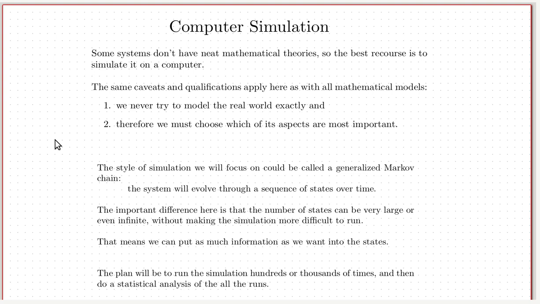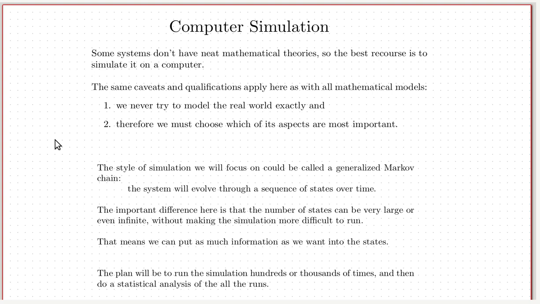Now, the same warnings about math modeling apply to computer simulations. That is, we don't try to model the real world exactly, and therefore we must choose which aspects of the real world are most important to us, and just try to get those crucial aspects, or at least some approximation of those crucial aspects that we're most interested in. There's actually many different types of computer simulation.